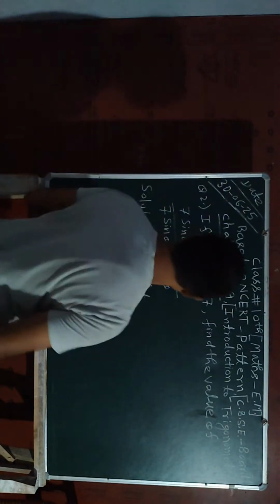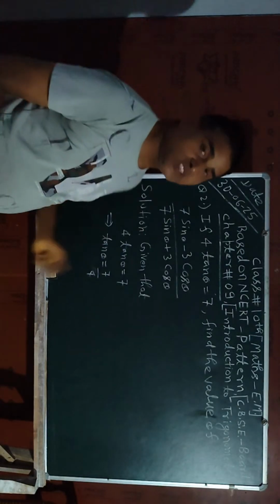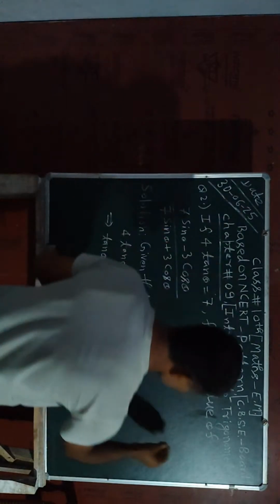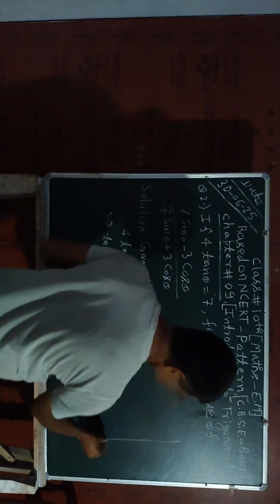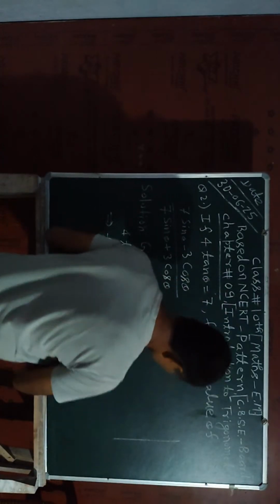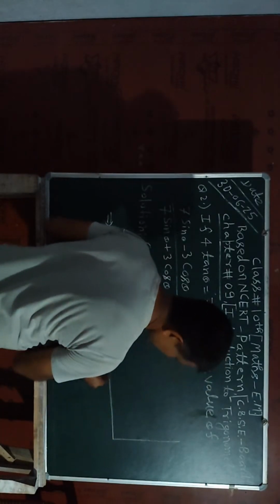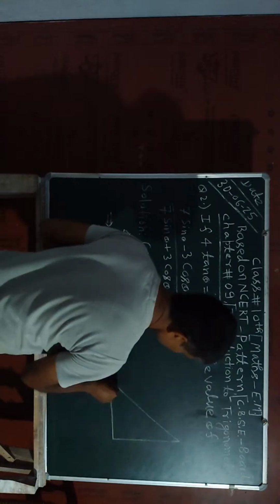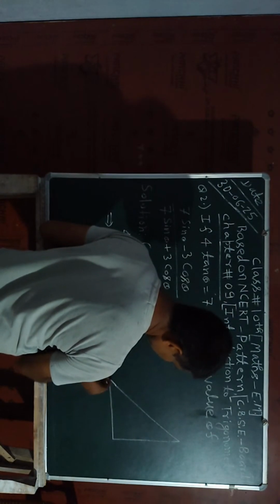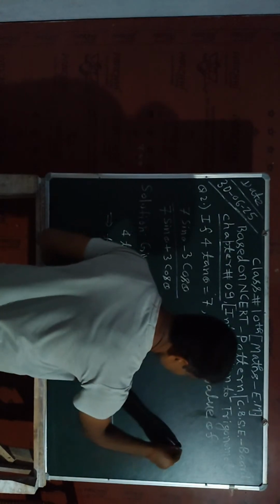Because tan theta is given, I know each and every trigonometric ratio is defined in a right angle triangle, because Pythagoras theorem is also applied in a right angle triangle. So here I will draw a triangle, and that triangle will be a right angle triangle. Now I will say this vertex is A, this vertex is B, and this will be C.